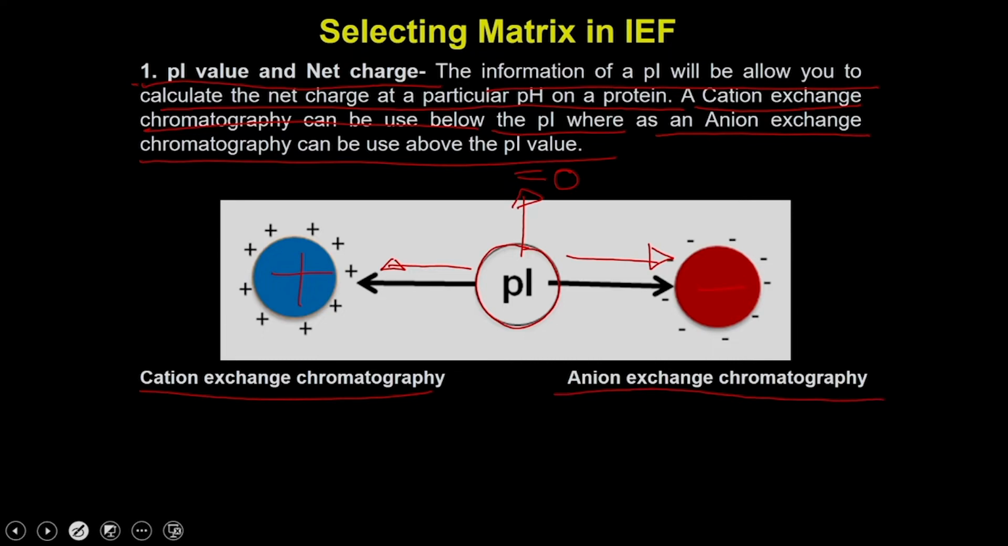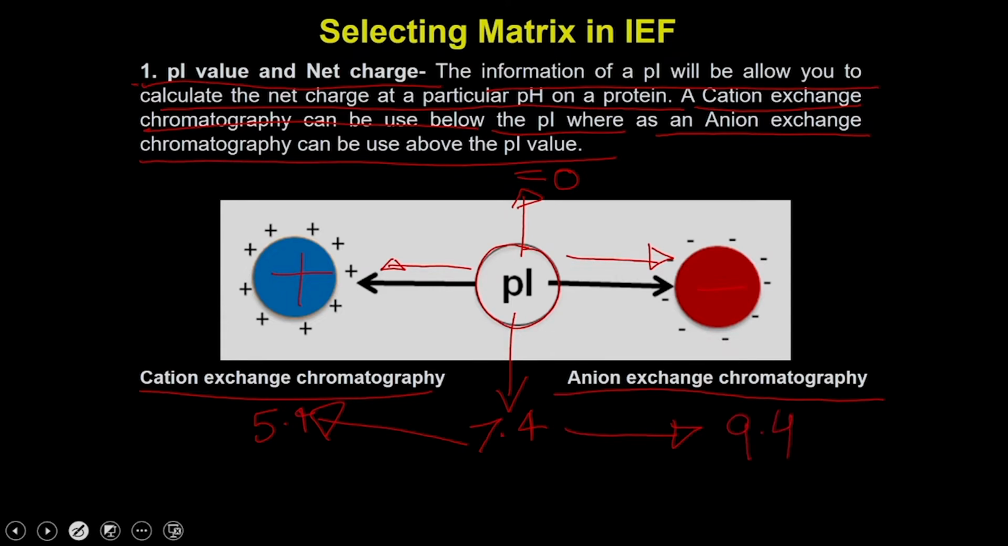Let us take an example. For example, if you have a pI value of 7.4, and I have determined that the protein has no issue with stability as well as enzymatic activity, then I can use cation exchange chromatography at pH 5.4, or I can use anion exchange chromatography at a pH of 9.4.